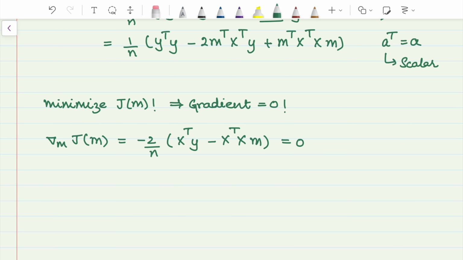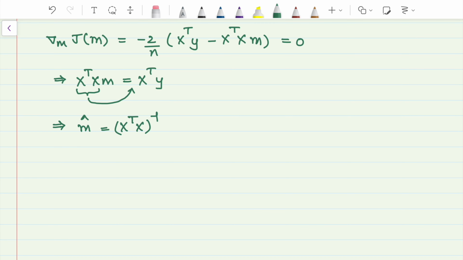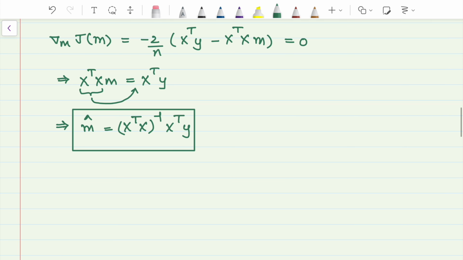Now, our goal is to find the value of m such that we are able to minimize J(m). So, we send the term X transpose X to the RHS. This can be done using the inverse of X transpose X. So we finally have the relation m equals (X transpose X) inverse times X transpose y. But this is only possible if X transpose X is invertible.